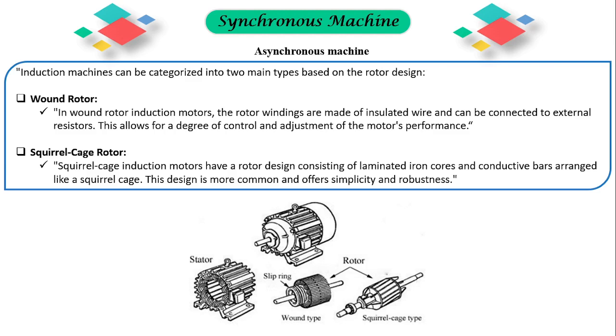2. Squirrel cage rotor. On the other hand, we have squirrel cage induction motors. These motors have a rotor design that consists of laminated iron cores and conductive bars arranged like a squirrel cage. This design is more common and offers a level of simplicity and robustness that is highly valued in a wide range of applications. These distinctions in rotor design give each type of induction machine its unique characteristics and advantages.